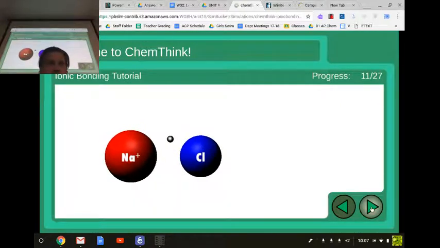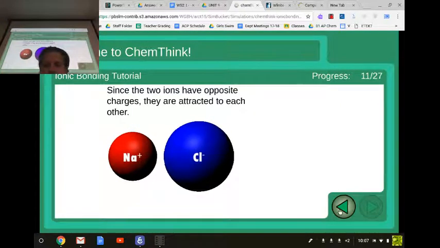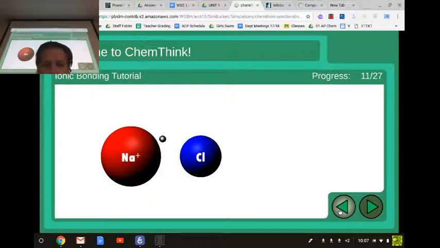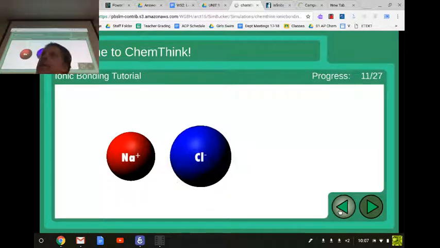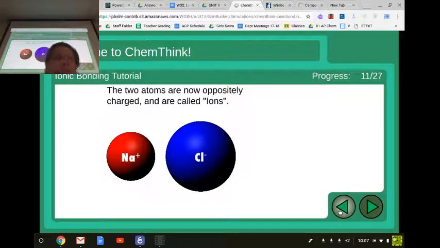So that would look like this. Anyway, so here we go. Boom. That would be the electron that's being transferred. So note that when the electron is transferred, the sodium atom got a little bit smaller, the chlorine atom got a little bit larger, and that is okay.